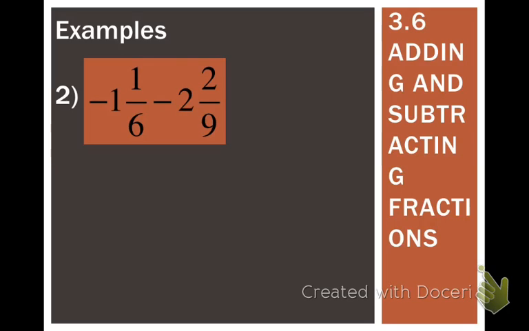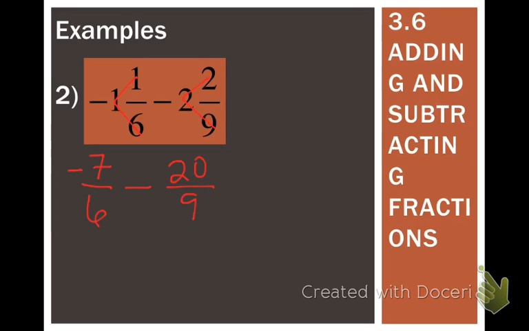So I'm literally just going to go through my steps here to solve each problem. So first step is I'm going to change each to an improper fraction. So 6 times 1 is 6, plus 1 is 7. You can't forget to carry the negative, so this is negative 7/6. Minus 9 times 2 is 18, plus 2 is 20. 20/9.